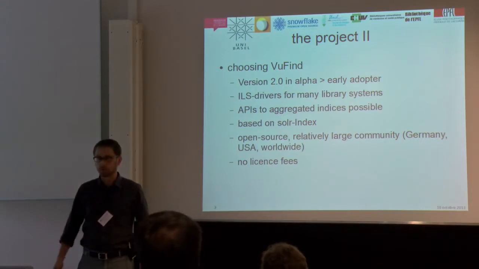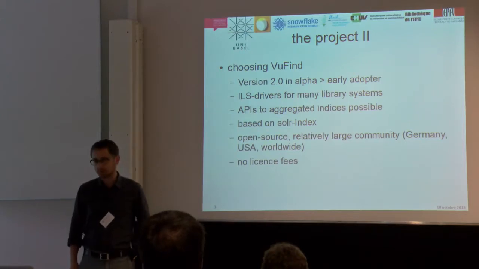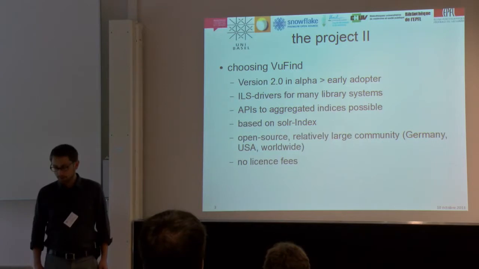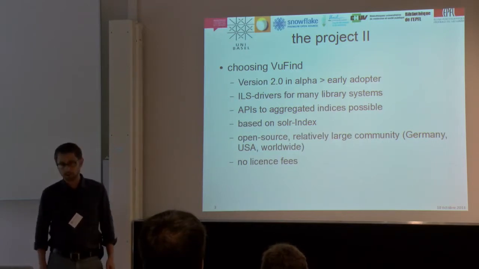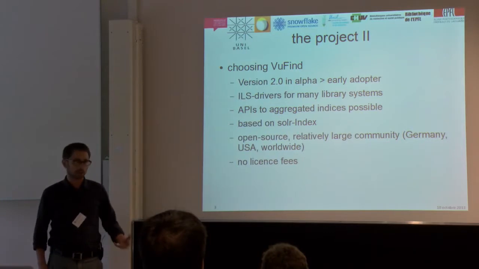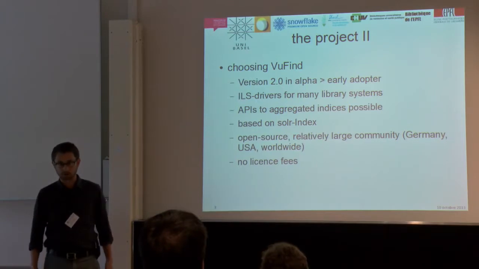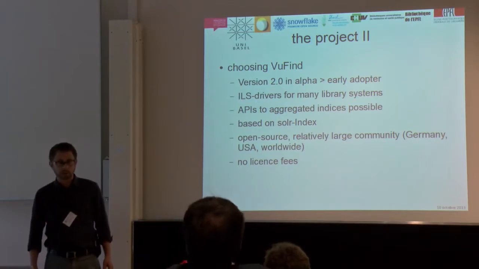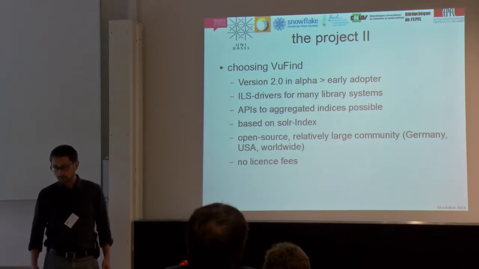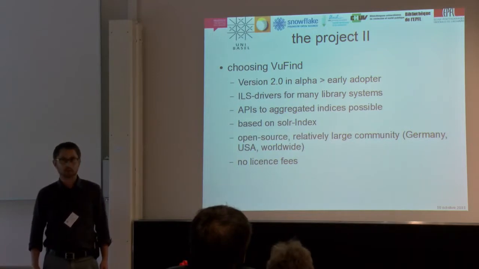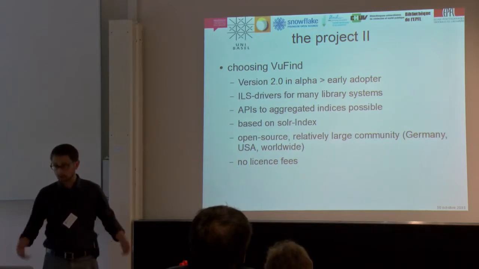There, we could have gone for Blacklight, some might know, or we could have developed something with a content management system. But we chose ViewFind, and for several reasons. ViewFind in version 2.0 was in alpha development stage, so we were like an early adopter and could jump on a running train early on. And in ViewFind, there are many drivers for integrated library systems that we could use. Hopefully, we could use them and adapt and extend.